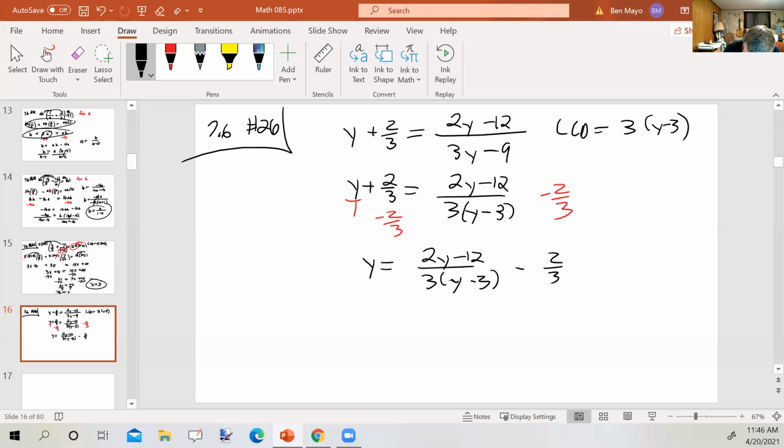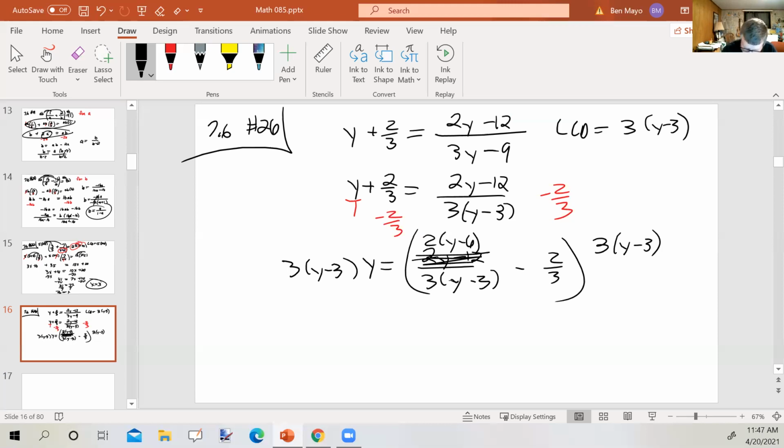Oh, you factored the numerator. Yes. And then from there, that's when I put the least common denominator, which is the 3y minus 3. And you multiplied both of those, so you multiplied both sides by that? Yes. So 3y minus 3, 3y minus 3. Okay. That's where I got it wrong. I didn't multiply the other side.